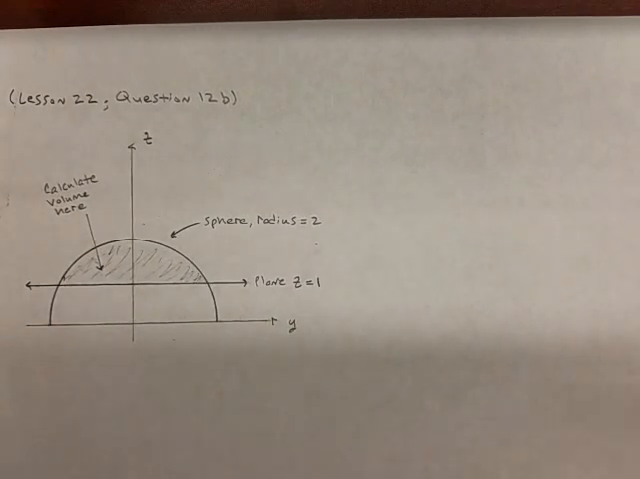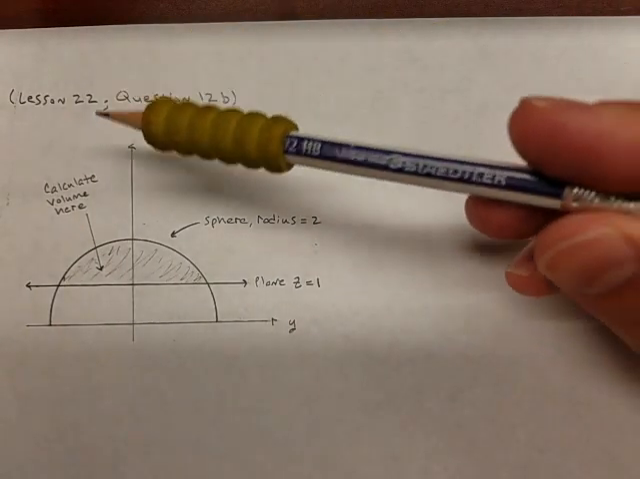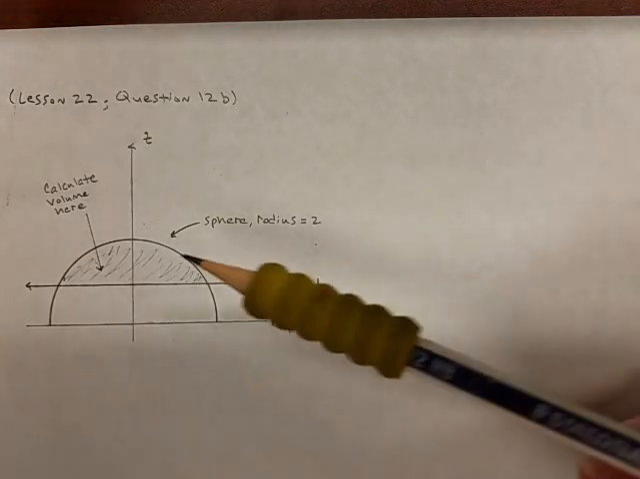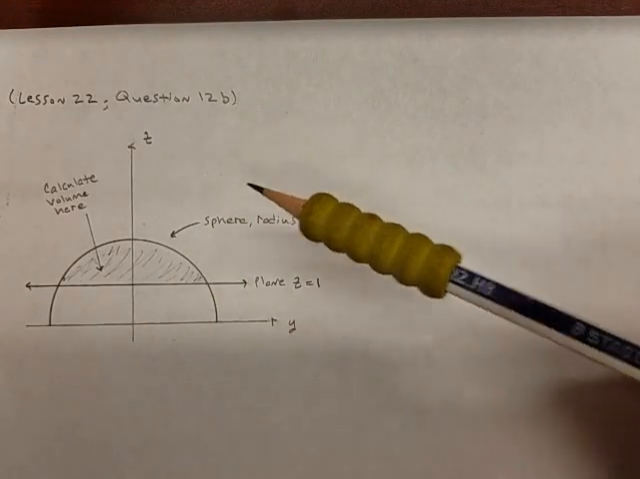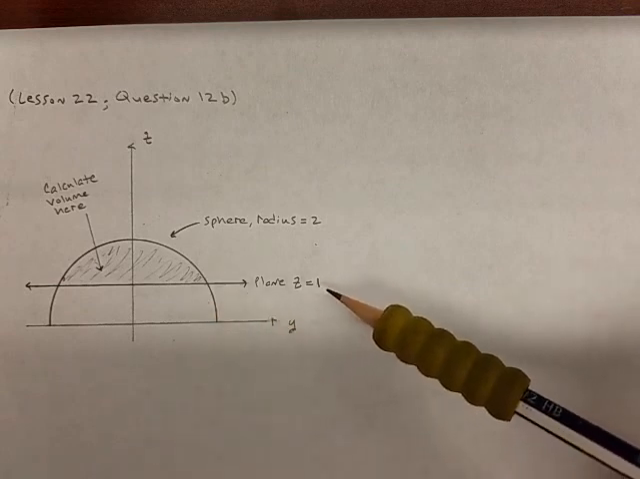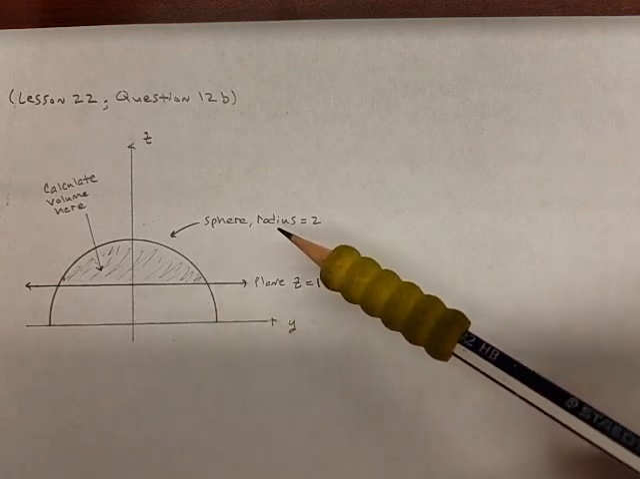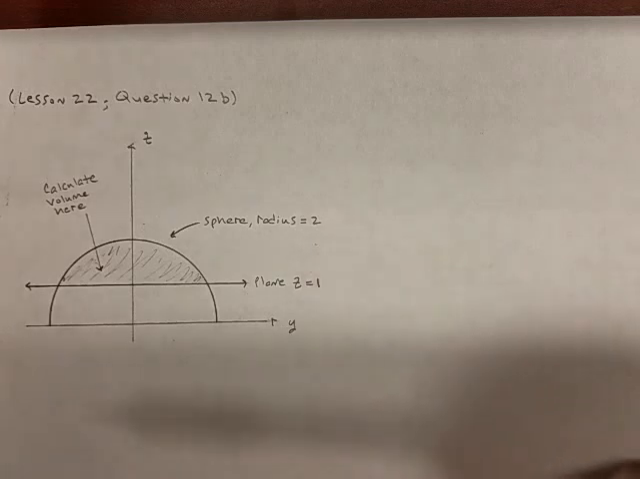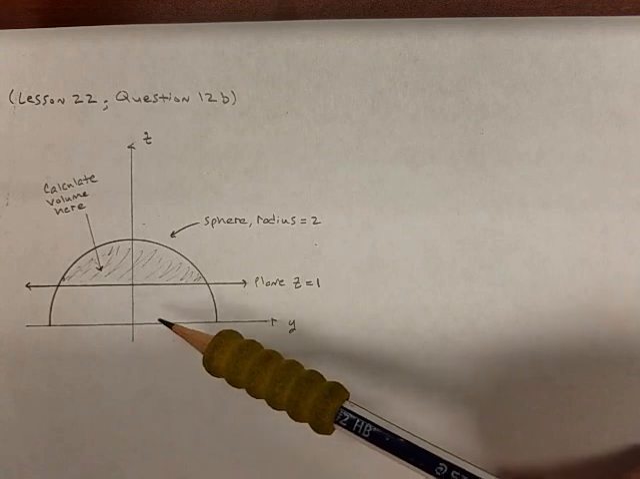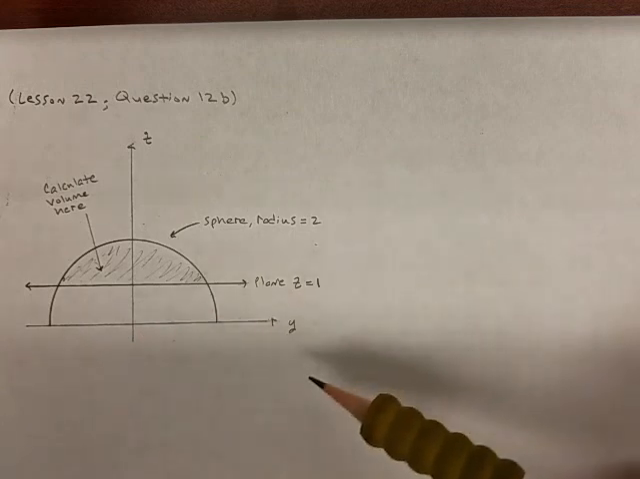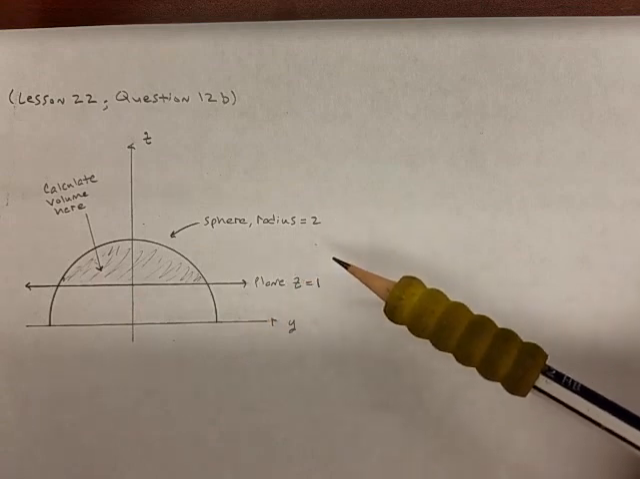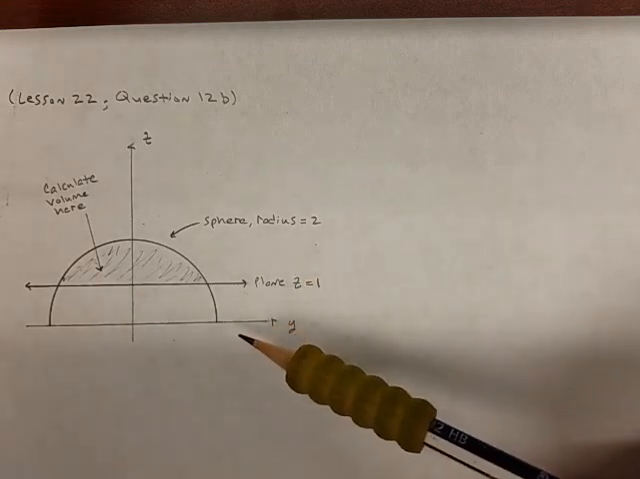Okay, here's a video that would for us be from lesson 22, and it's question 12b. You can read the question off the lesson, but here's what it says. You have a plane, z is equal to 1, and a sphere of radius 2 with the center at the origin. So this is obviously not a three-dimensional picture, but it's what we would see if we looked at these two things edge on.